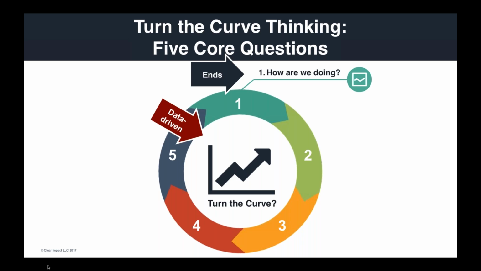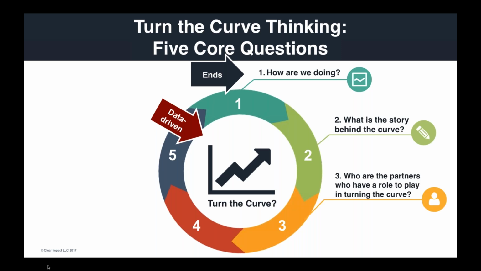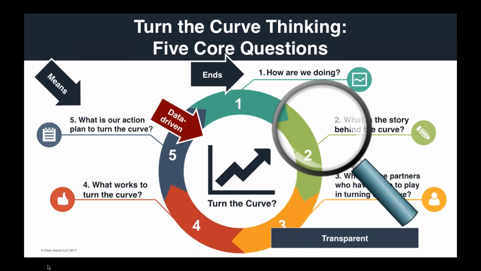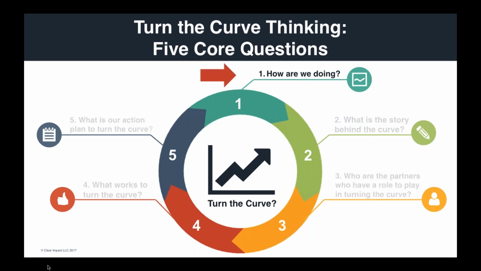We were using the actual weight for talking about health, or in this case, how heavy I was, is M. The story behind the curve, number 2. Who are partners, who might have a role to play. Number 4, what would work to turn the curve. And number 5, what's our action plan? Ends to means, and want to be transparent. So here we go, walking through these steps.